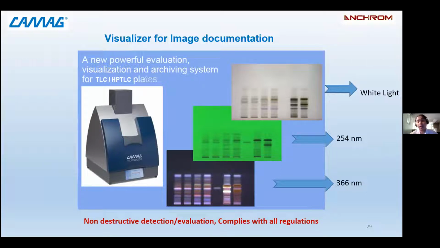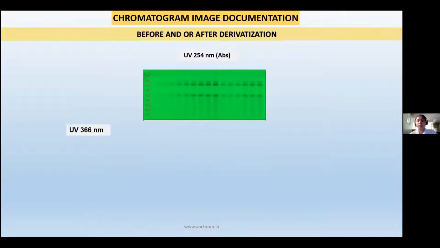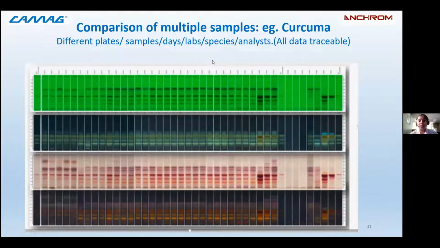So in the visualizer we can take photos in white light, 254 and 366 nm lights. Then you can also take photos before and after derivatization. So here is an example of that. Then you can also stack your data, stack your samples, and compare them like you do a batch to batch study or stability check. So here is an example of comparison of multiple curcuma samples from different plates. Not only from different plates, but different samples, different species, different days, different labs, different analyses you can do. All data are traced, and you can just tag the data and compare it in the same file.